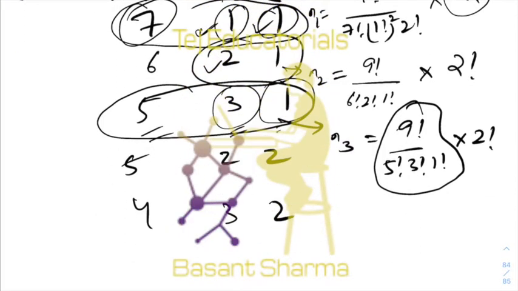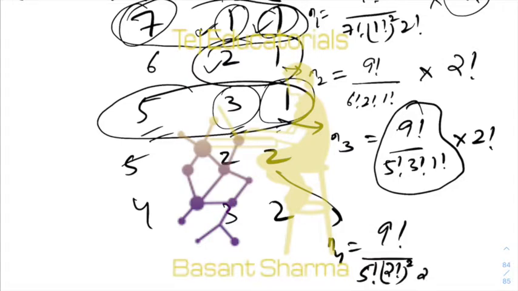So this is n3. Then n4 would be 9 factorial upon 5 factorial, 2 factorial square, 2 factorial, into 2 factorial again. And then similarly this one would be 9 factorial upon 4 factorial, 3 factorial, 2 factorial into 2 factorial. So add all of these and that will be your answer.